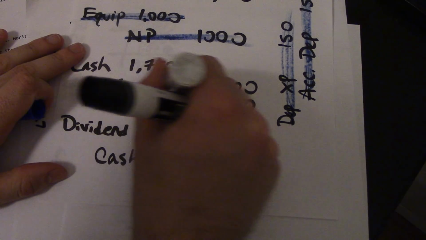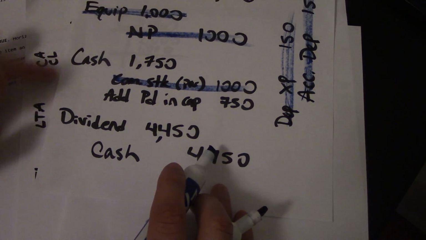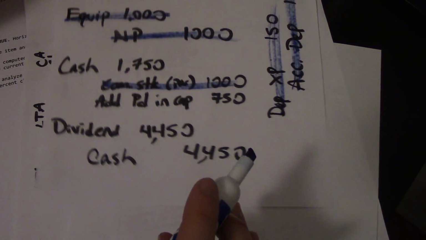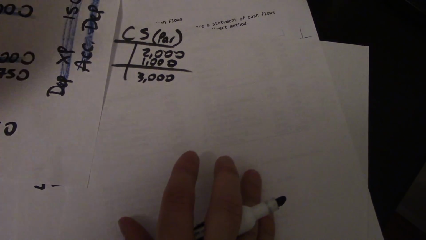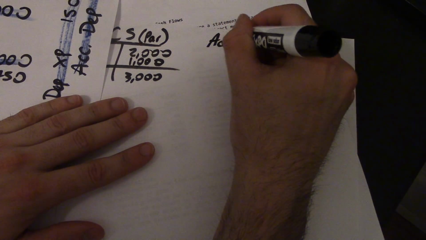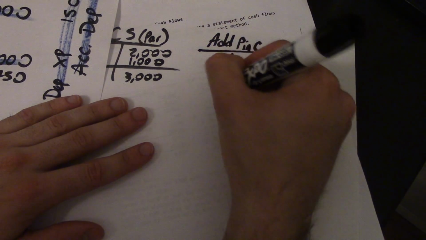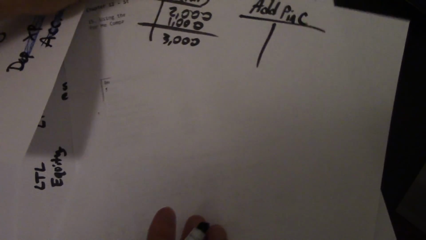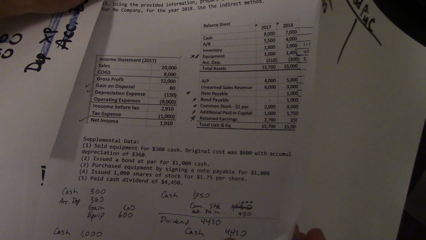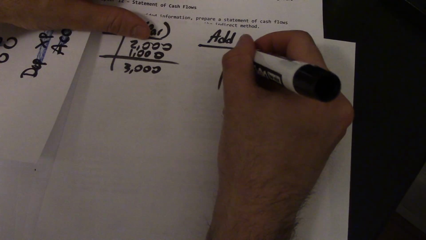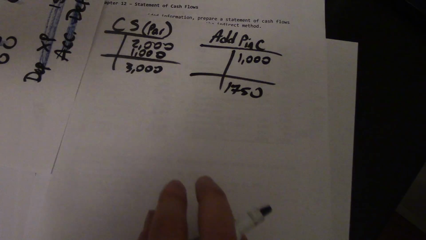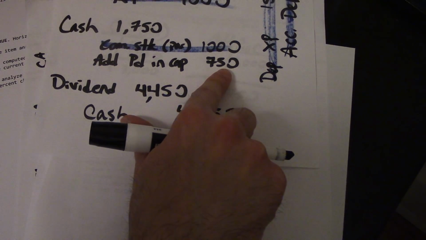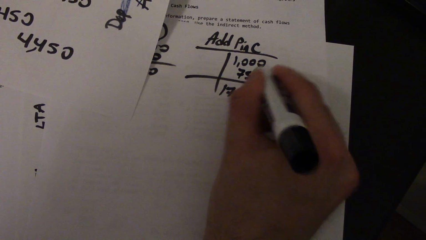Our T account balances, we can cross this off. There's no other common stock being affected. We've done all these journal entries. And then we'll do our additional paid in capital. We started with 1,000 as a credit, ended with 1,750 as a credit. And you can see in our journal entry we credited additional paid-in capital by $750.